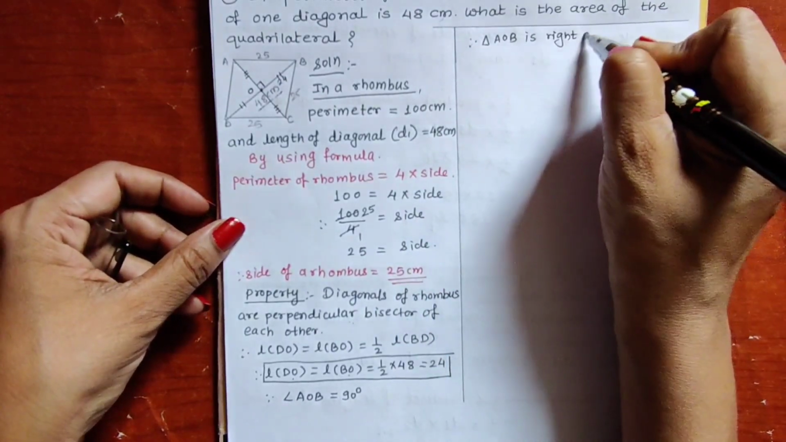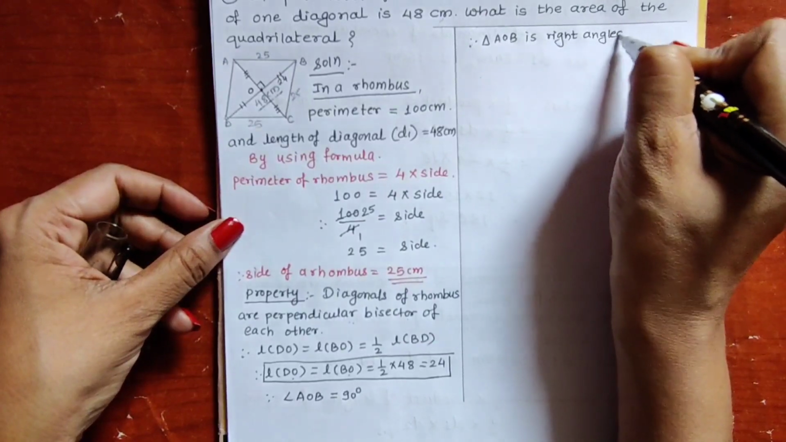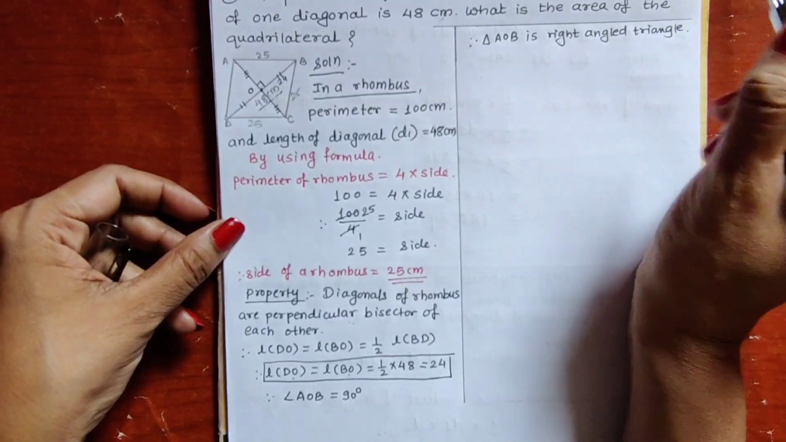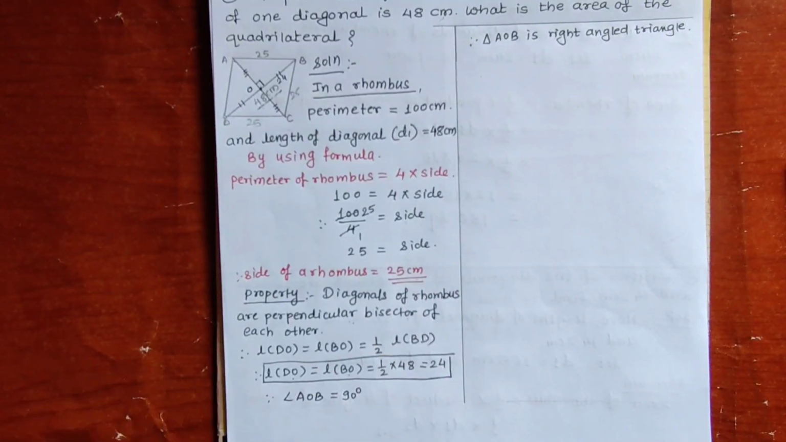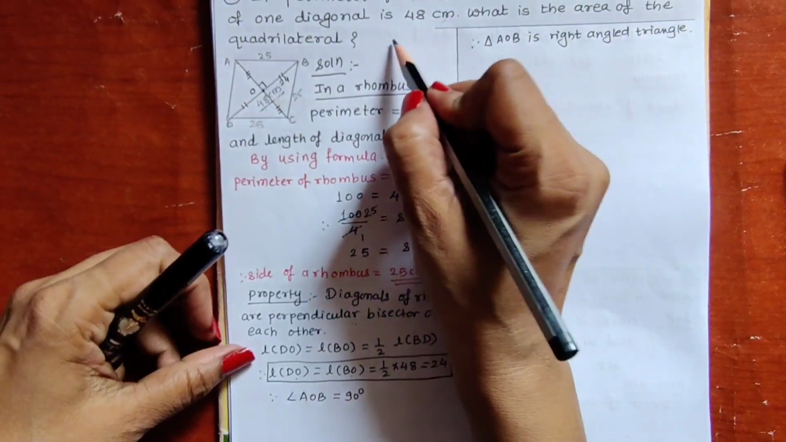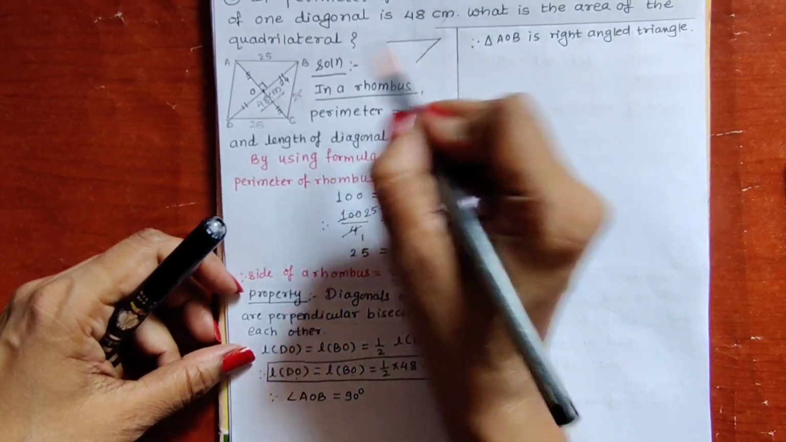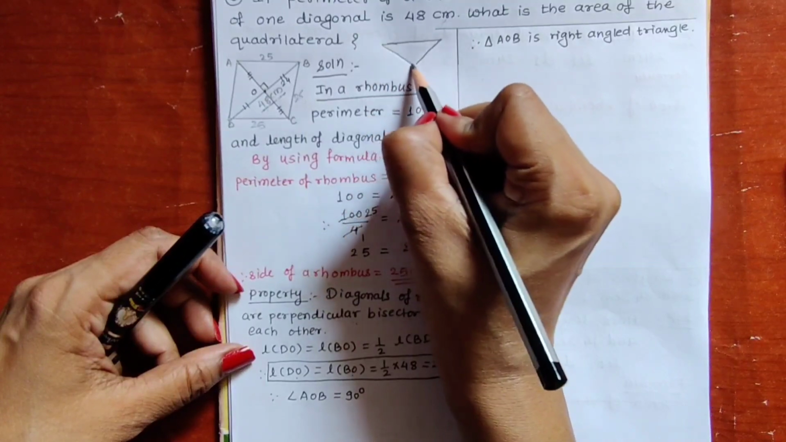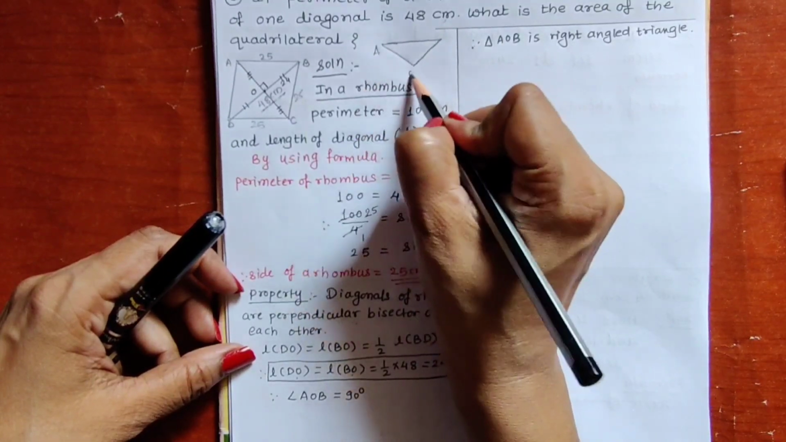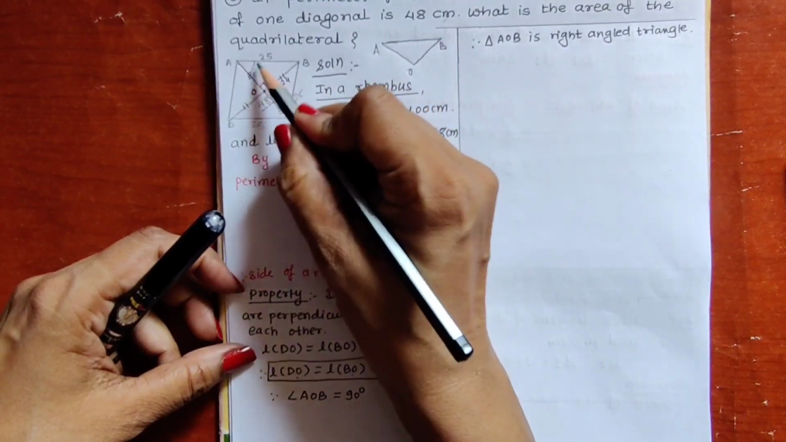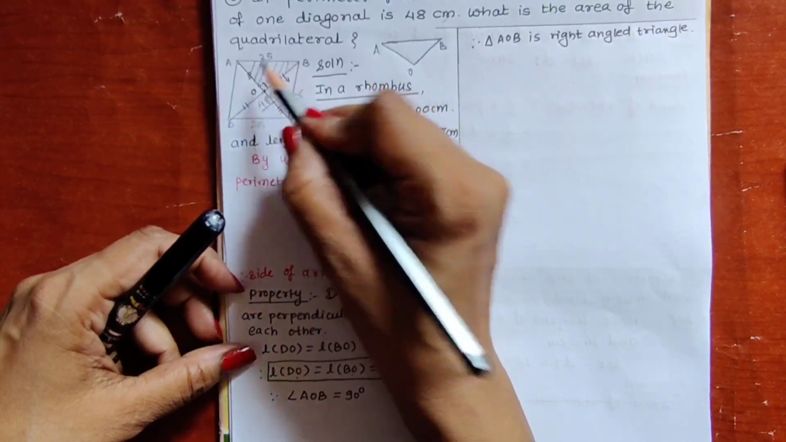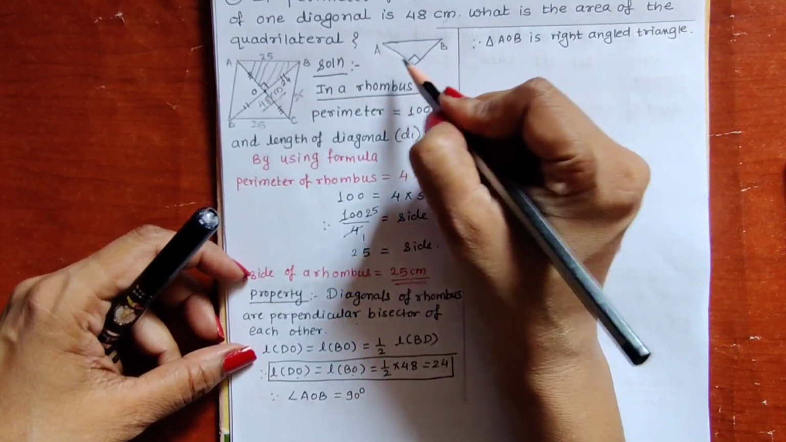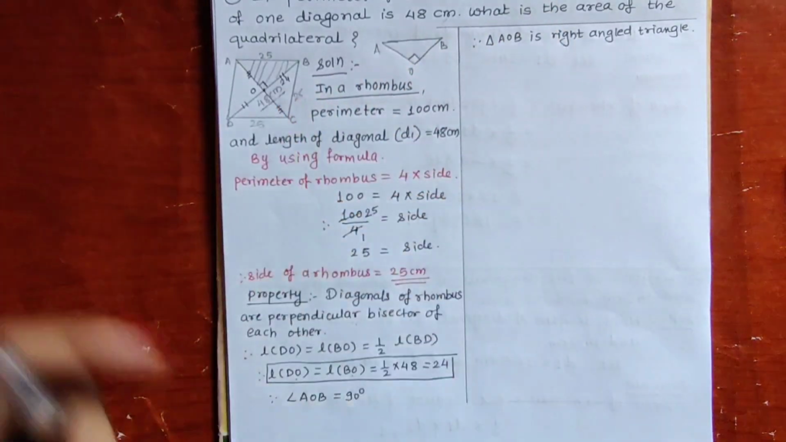Now we all know in a right angle triangle we can apply Pythagoras theorem. So as it is a right angle triangle, I can show you by drawing the triangle here. This is triangle AOB. I have drawn this part. So O is a 90-degree angle, and that's why this triangle AOB is a right angle triangle.